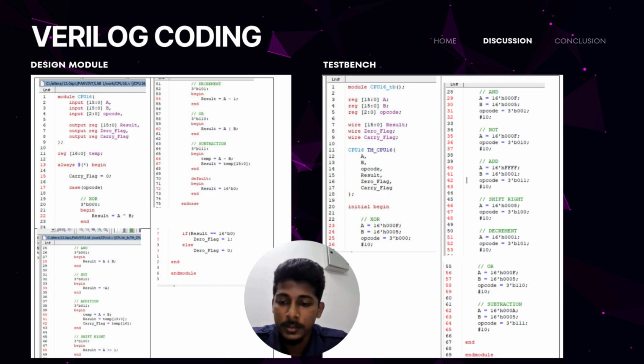Next, for addition 011. Next, shift right 100. For decrement 101. For OR 110. For subtraction 111. Then end case, if result equals 0, the zero flag equals 1, else zero flag equals 0. Then end module. Next, the test bench.